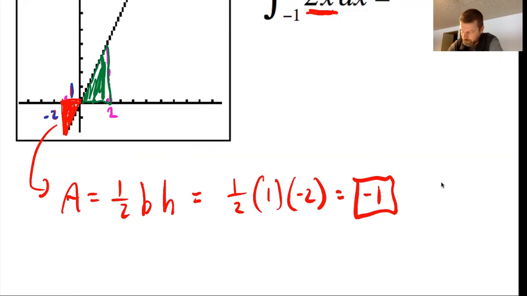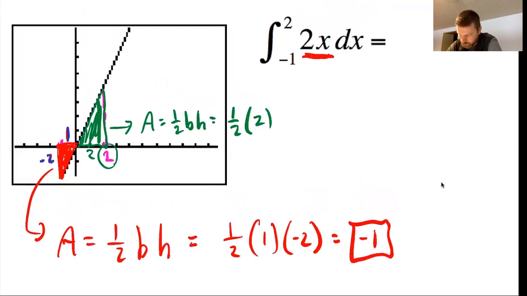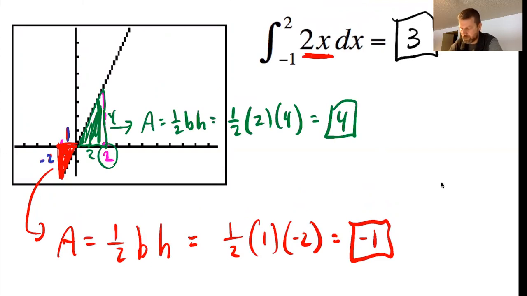All right. Area of this triangle. It's also a triangle, so 1/2 base times height. This will be 1/2 times, this is a base of 2. If I plug a 2 into my 2x, 2 times 2 is 4, that's a height of 4. 1/2 times 2 times 4, that's 4. So if I combine those together, the total value of the integral is 3.